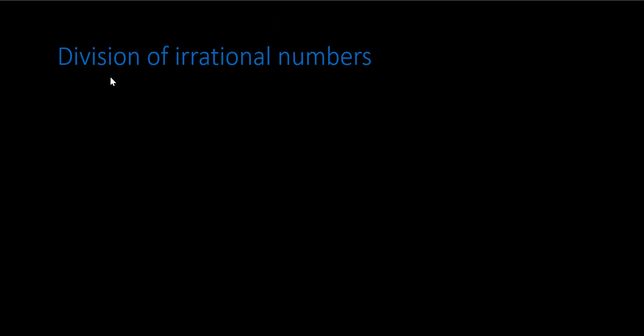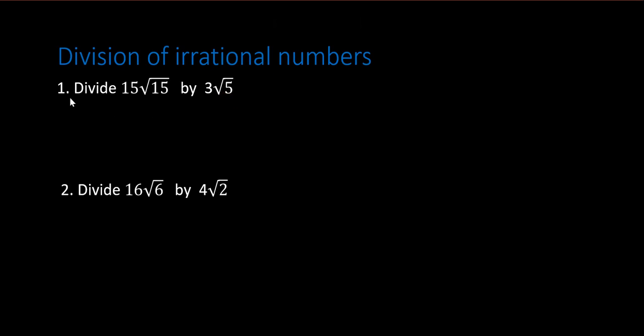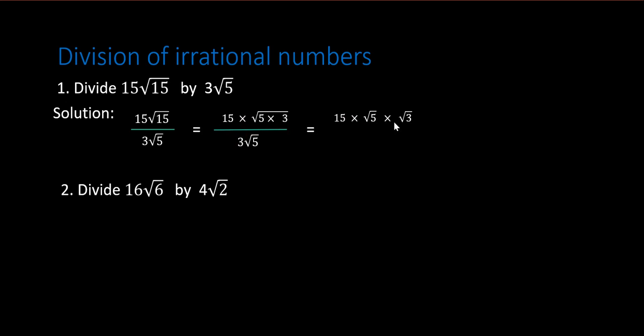Next we have division of irrational numbers. So question number 1: divide 15 root 15 by 3 root 5. So here we can write 15 root 15 by 3 root 5 equal to 15 into root 5 into root 3 by 3 root 5.